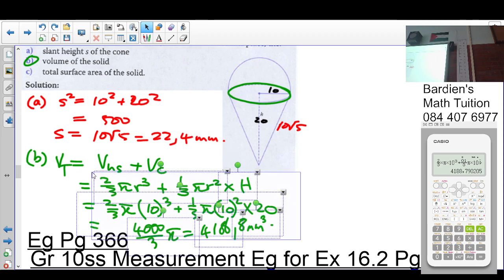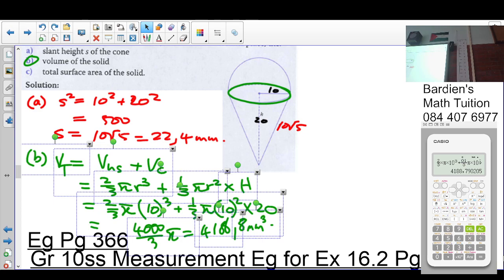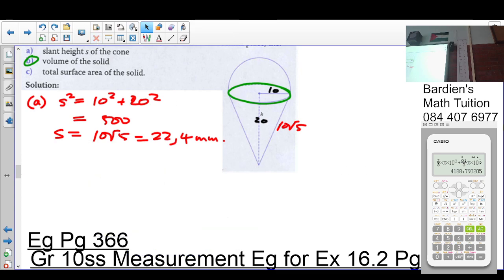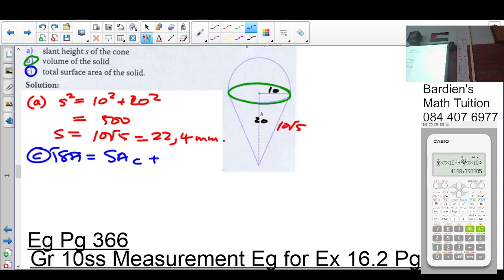No. Okay, so let's look at the next question. 4188.8. Can I move on? Let's look at C. C asks for the total surface area of the solid. So the total surface area is going to be the surface area of the cone plus the surface area of the hemisphere.